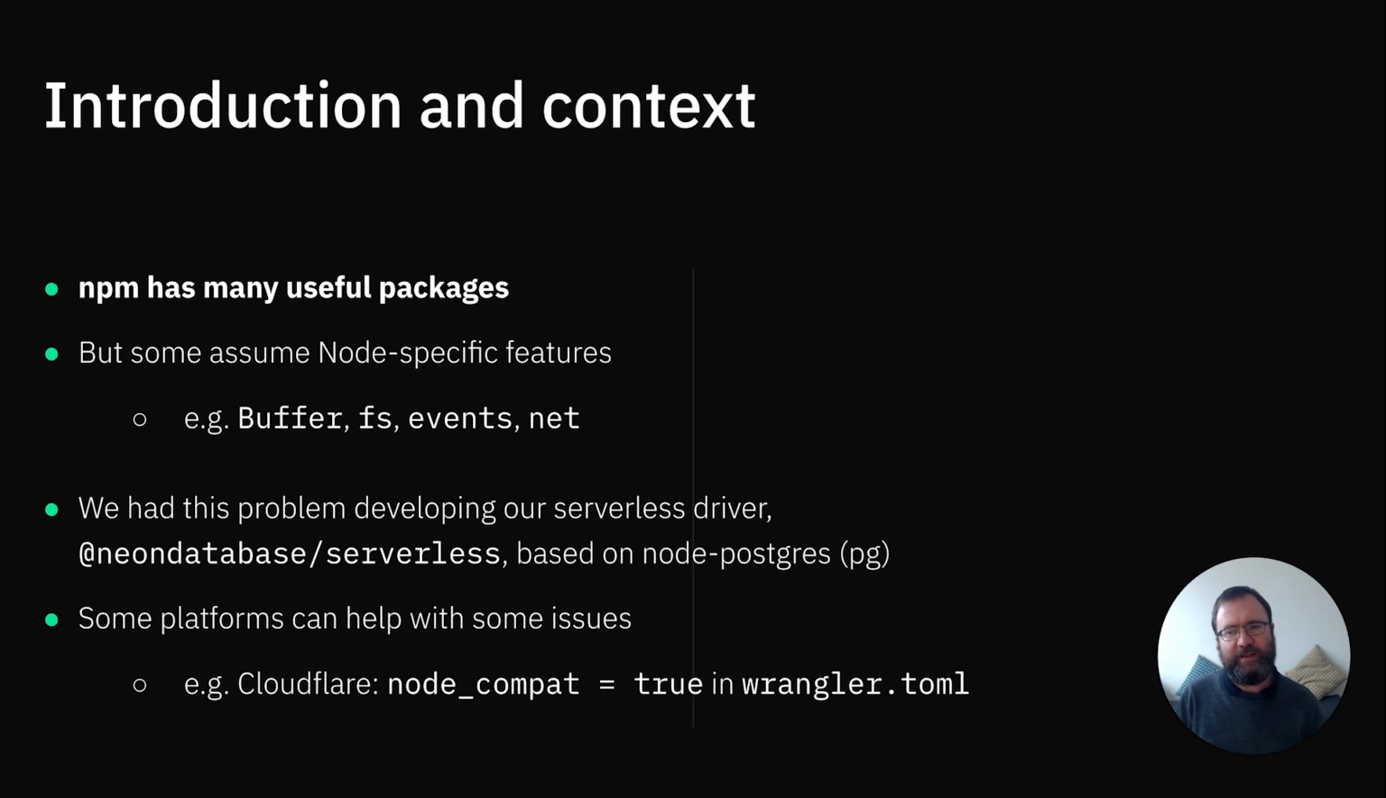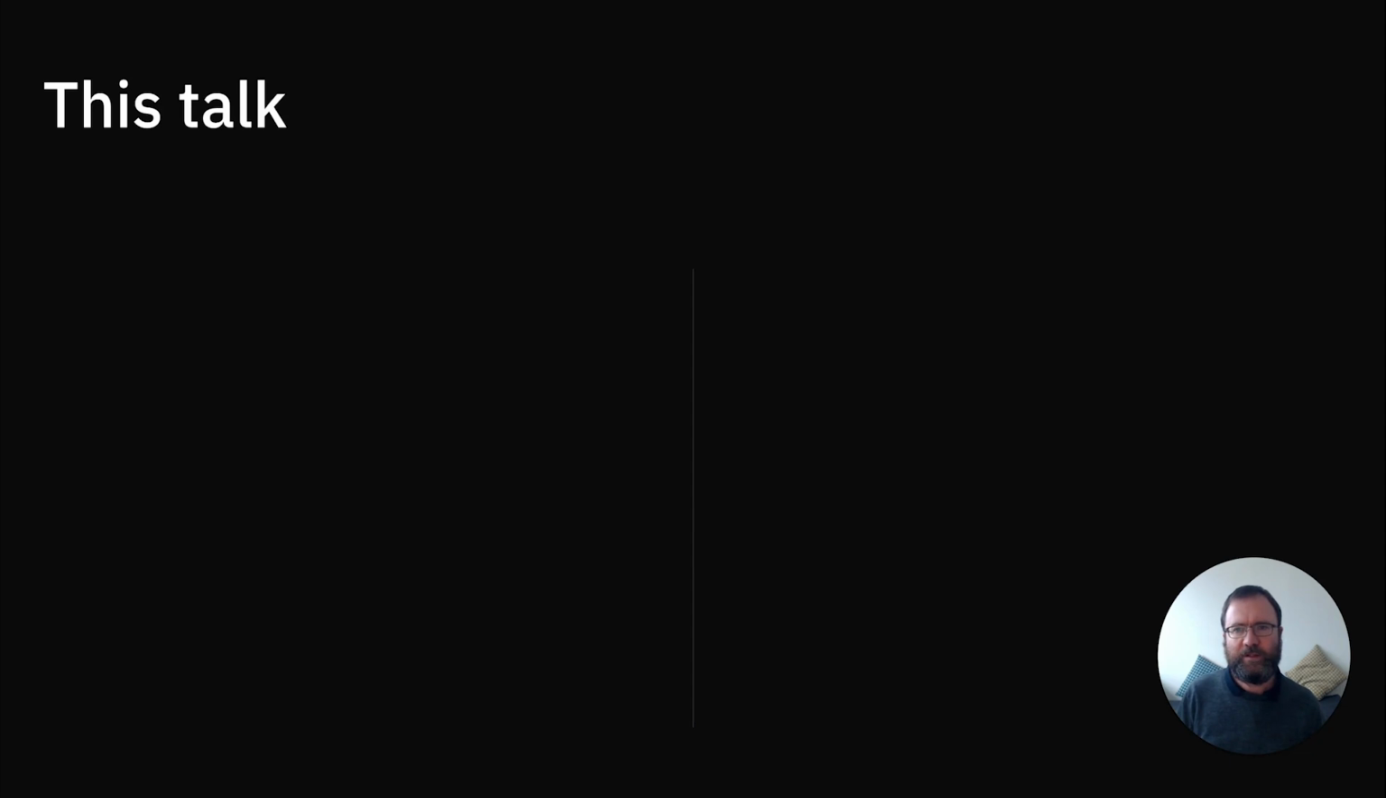Some platforms make an effort to help you with this. For example, on Cloudflare Workers, you can add a setting node compat equals true to your Wrangler TOML file, and that makes some effort to provide Node-specific functionality. But this doesn't fix every issue, and it's not available everywhere. So in this talk, I'll describe some ways that you can fix this problem for yourself. In other words, how to use NPM packages outside Node.js.